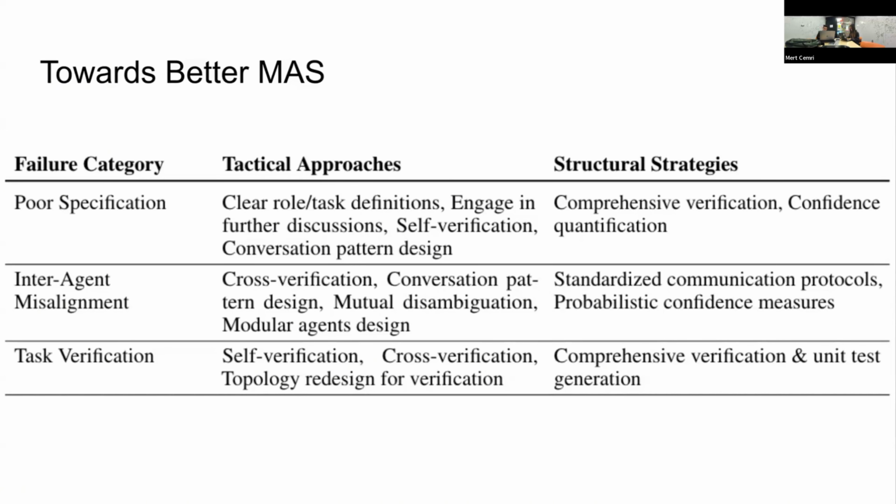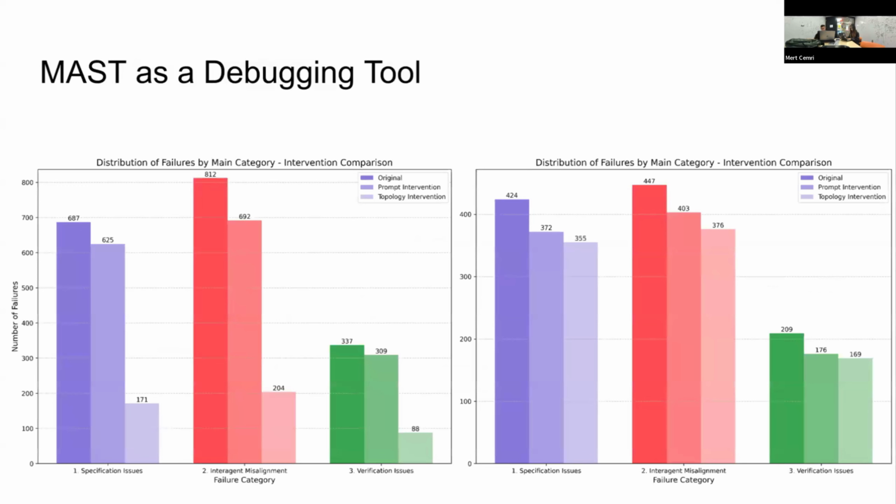In our paper, since the main focus is developing the taxonomy, we only did a few tactical approaches to see if MAST can be applied. And indeed, we see that. The left-hand side is on the AG2 multi-agent system, and the right is on ChatDev. We first apply prompt interventions, that is to say, changing the prompts, and then we apply topology interventions to both systems. And indeed, we see that our taxonomy is able to categorize the degrees and failure modes that occur after these interventions, showcasing its ability to be used as a development tool.